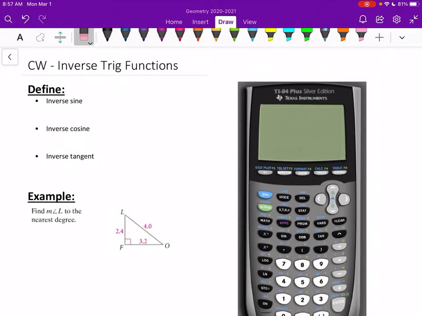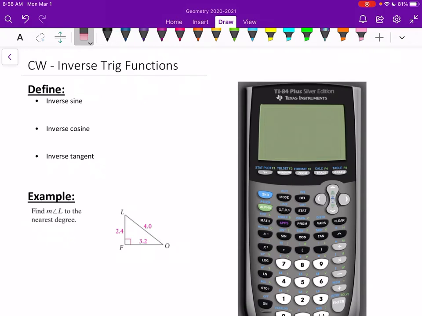Hello, for today's lesson we are talking about inverse trig functions. So we have our inverse sine, our inverse cosine, and our inverse tangent. What these inverse functions do is they take our angle ratio, so the ratio of sides, to the angle measure. So if we don't know the angle measure, but we know how the sides relate to each other, we can then use our calculators to find that angle measure.